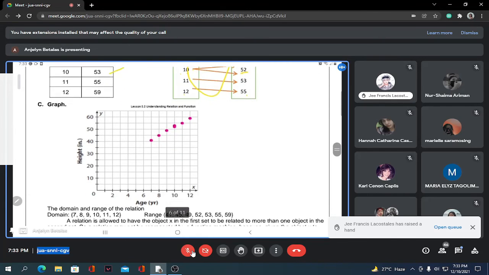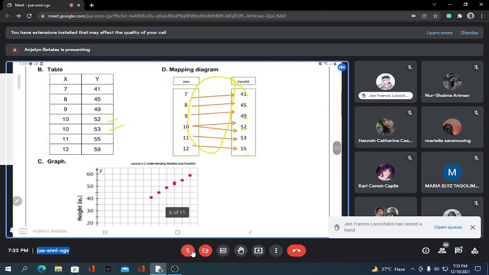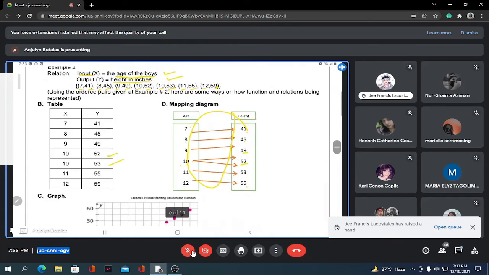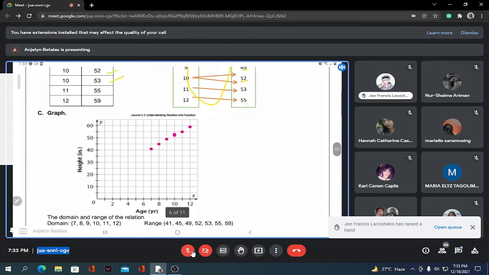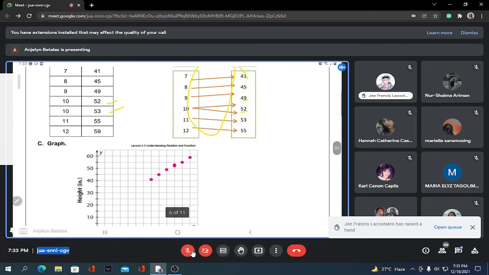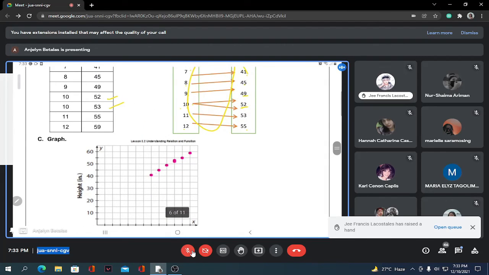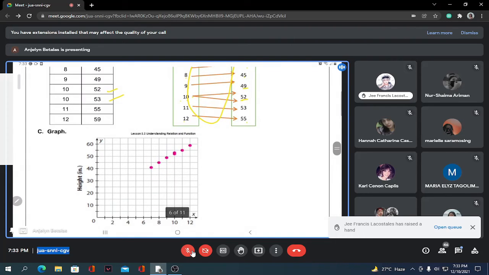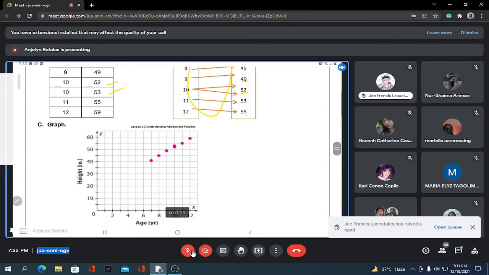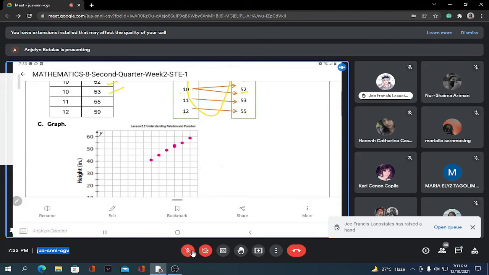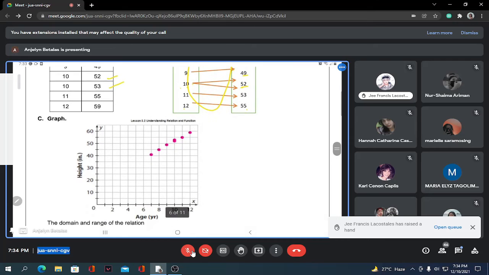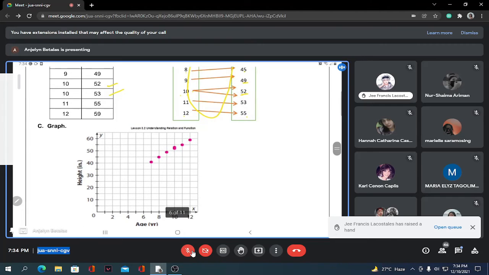Okay, next, the graph. That makes four. Again: ordered pair, table, graph, then mapping diagram. For the graph, you show it in quadrant 1. So, 7 years old, 41. At 8, the height is 45. And then at 9 years old, the height is 49. And then at 10, 52.